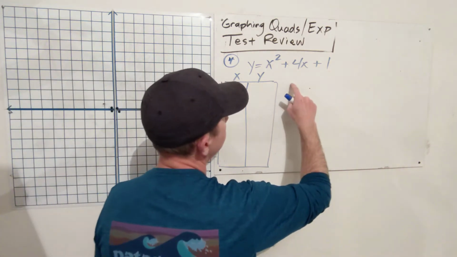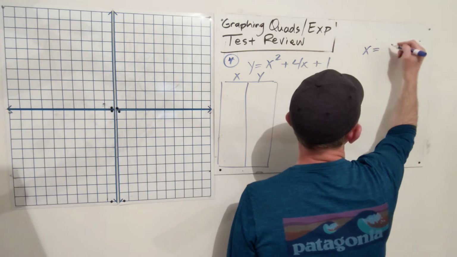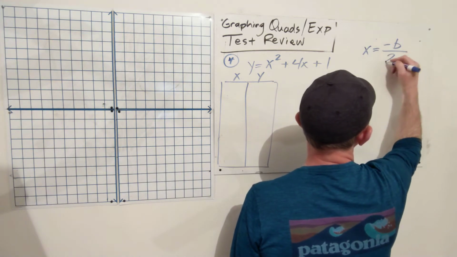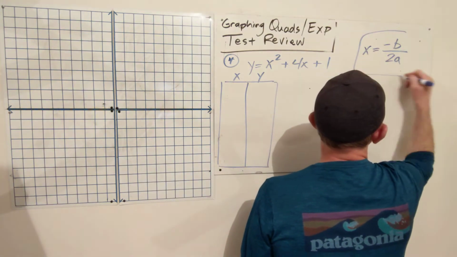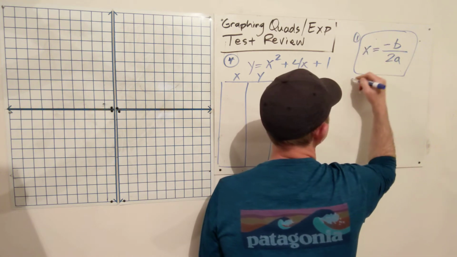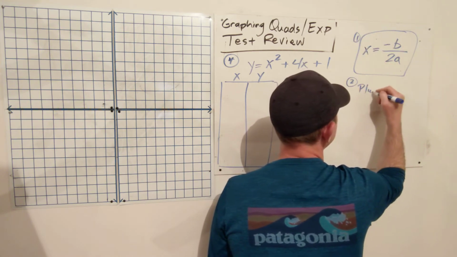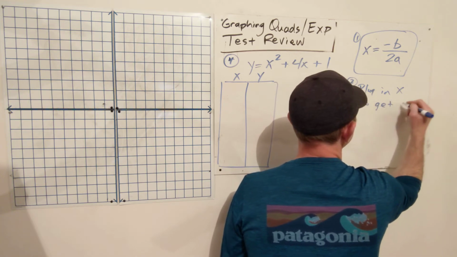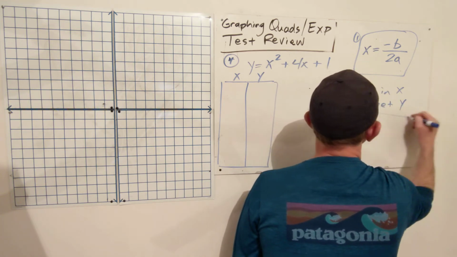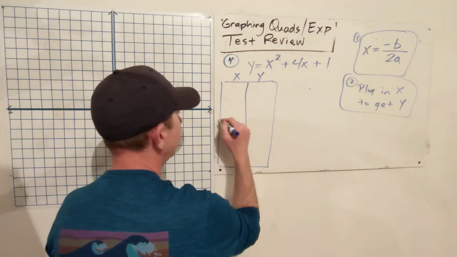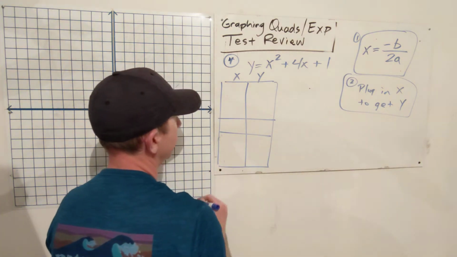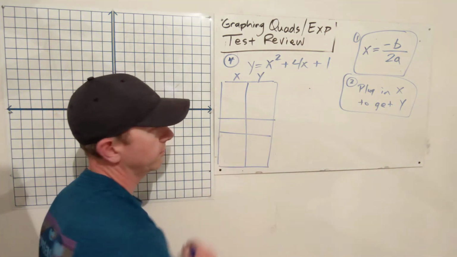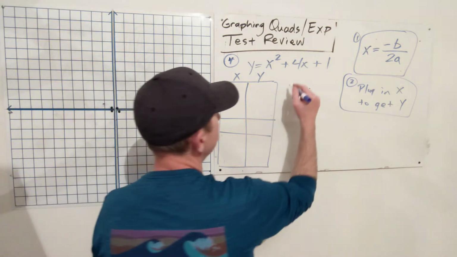So what we have to do for this one, step 1 is x equals the opposite of b, or -b over 2a, and then step 2 is to plug in x to get y. So that's going to get me my vertex that we will put in the middle right here. Everything else will go around it. So I start off there.